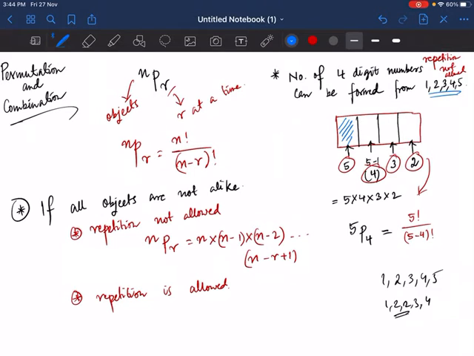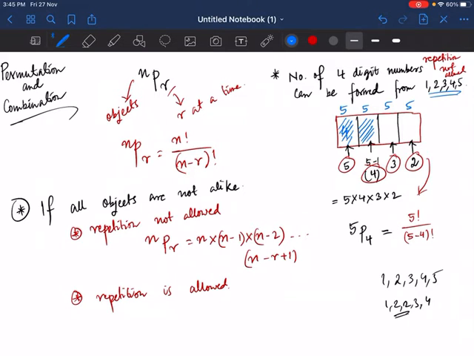there are 5 ways we fill the first compartment. Now the second compartment we can again fill in 5 ways. Why? Because we can use that number again. Suppose I put 4 here, we can use 4 again in the second compartment, because repetition is allowed. So the second compartment can also be filled in 5 ways, the third compartment can also be filled in 5 ways, and the fourth compartment can also be filled in 5 ways.